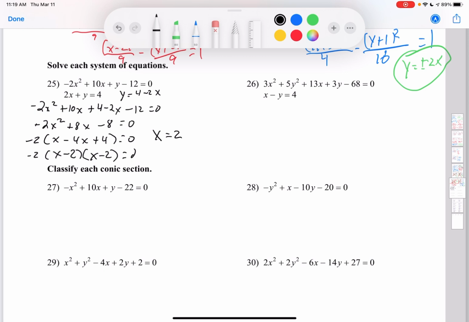So if my x value is equal to 2, I have to find the point where they intersect. So that would give me 4 minus 2 times 2, which is just 0. So there is their point of intersection.